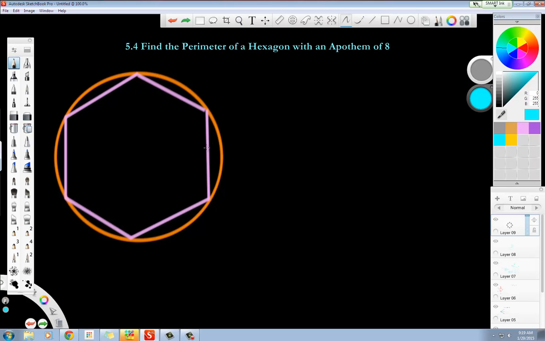You could do this with a square. You could do it with a pentagon, an octagon, and so forth. This is a hexagon, and we're going to find the perimeter, which means the distance around. So we're going to find out how long these sides are.